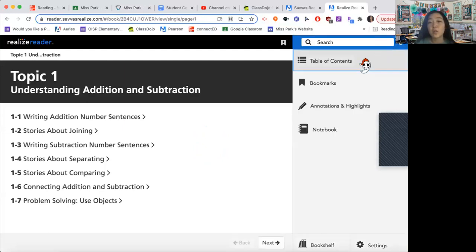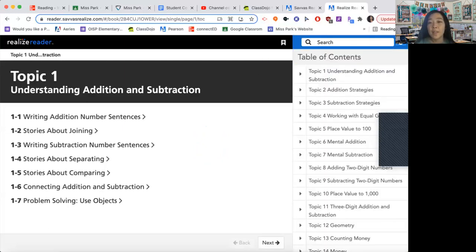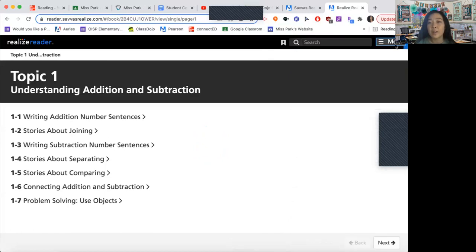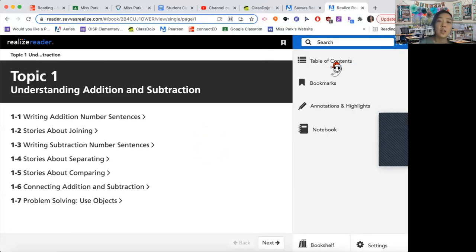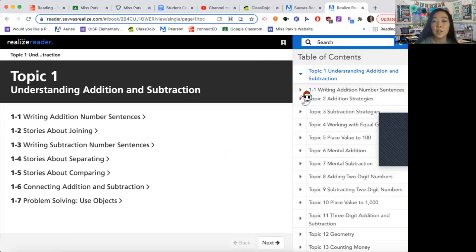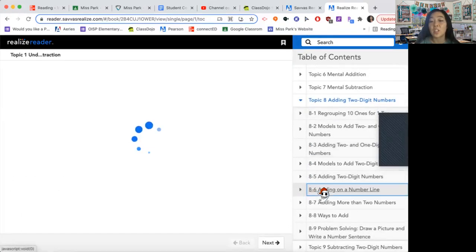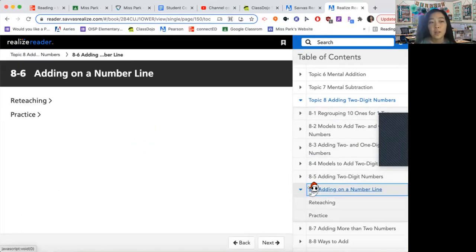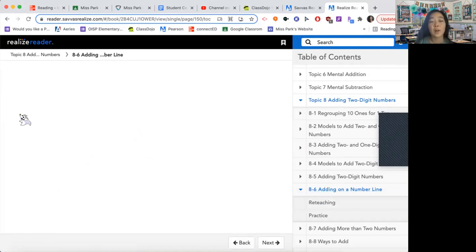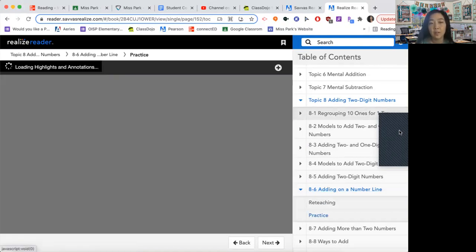So from there, you're going to click on the right here. There's a menu button that looks like a hamburger, 3 lines. You're going to click table of contents, and then it's going to show you all of your topics. I'm going to go to topic 8-6. We did the pre-teaching already, so now we're going to move on to practice.